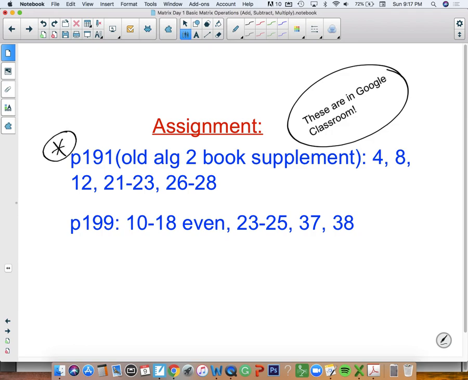So you're going to write these numbers down. You're going to get on your Chromebook, which you should have had away the whole lesson. Now you can be on it. You're going to go to Google Classroom and look for page 191 and page 199. I will have those in Google Classroom. You're going to use those 2 pages to do the homework. One of them will be addition and subtraction of matrices. The other one will be multiplication of matrices.